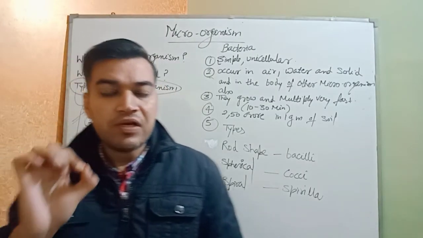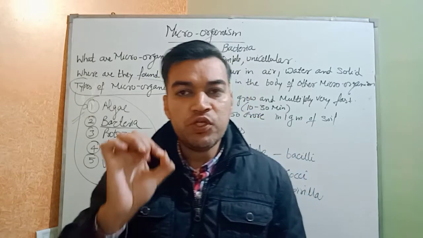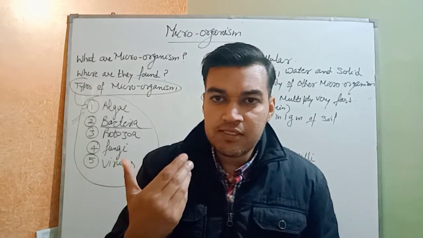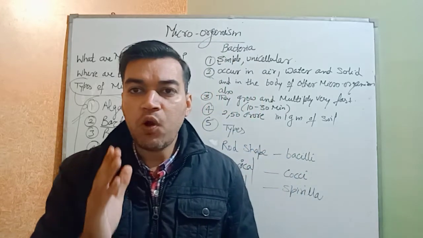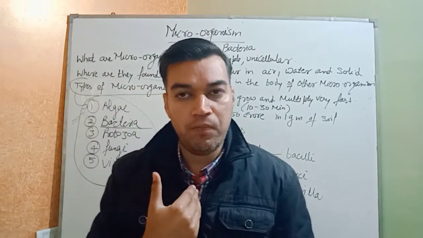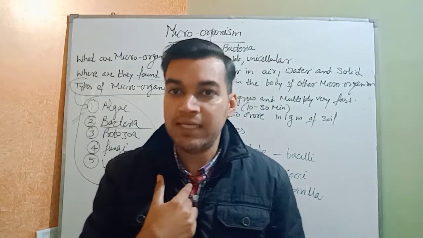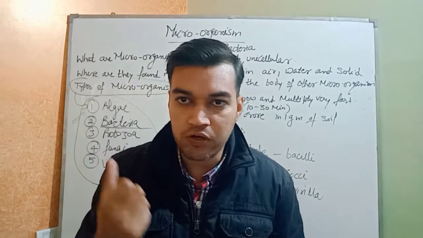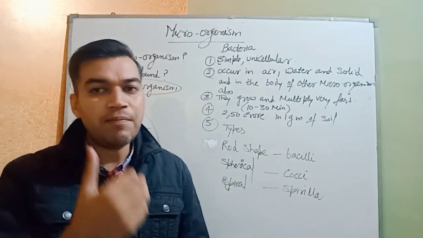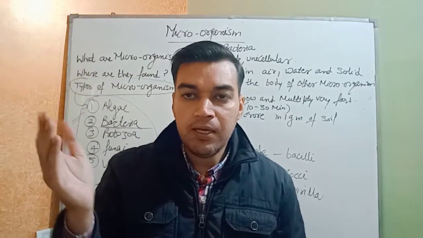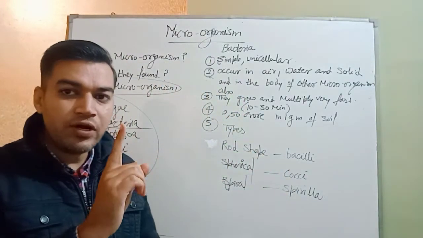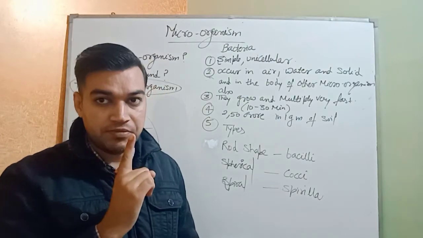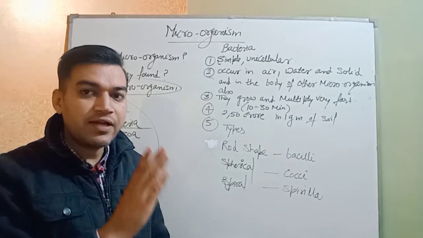Bacteria are very simple, unicellular organisms. Why do we call them simple? Because they are not complex like us. We are more complex because we are multicellular organisms, and we have a number of organs and tissues in our body performing different tasks. But in bacteria, their body is made up of a single cell. That's why we call them unicellular organisms, and that's why they are very simple.